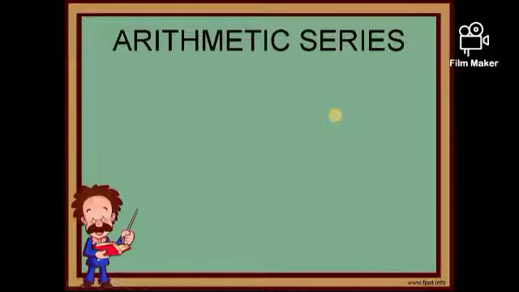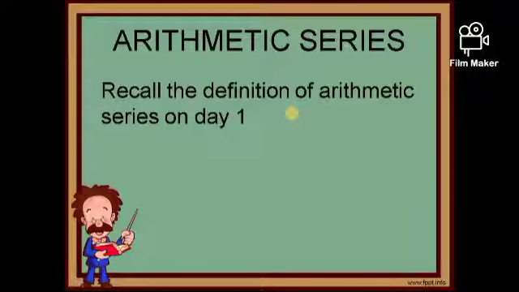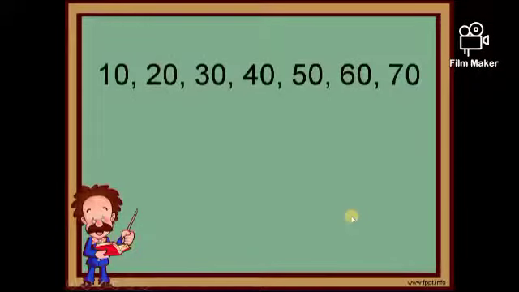Let's have arithmetic series. Now, recall the definition of arithmetic series from day 1. Arithmetic series is the sum of all terms of an arithmetic sequence. Now, again, consider this example. We have 10, 20, 30, 40, 50, 60, 70. My favorite example.